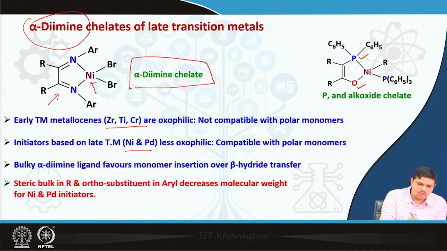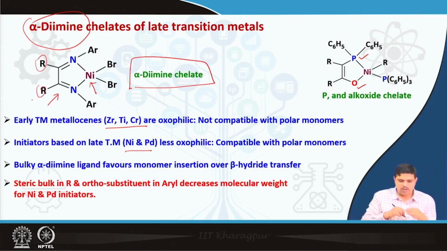So here, if you put the R group quite bulky, it actually favors the insertion reaction rather than the beta hydride transfer. So that is what you have to keep in mind while designing new ligands or selecting ligands from a library.